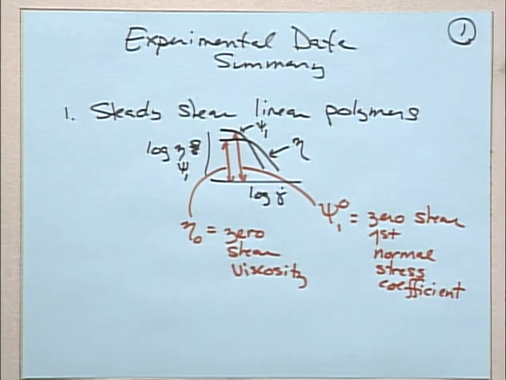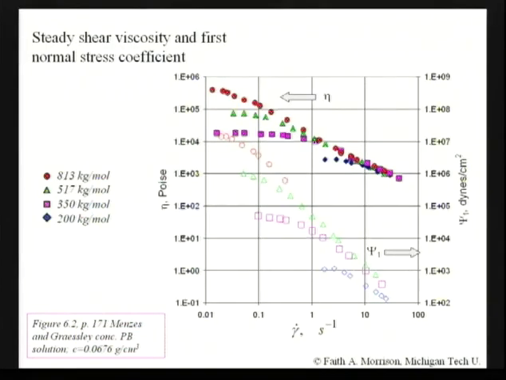Now, I've actually only shown you one set of data, so let's look at some more. These data were from a concentrated solution of polybutadiene. Here are some more concentrated solutions of polybutadiene. And these have been taken on samples that have a variety of different molecular weights. Okay? Now, why don't you tell me, what do you see when you look at this data? So this is viscosity up here. This is first normal stress coefficient on a different axis. So look, this has been shifted downward by 3 decades.